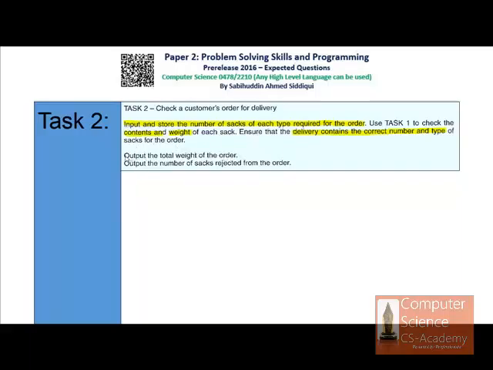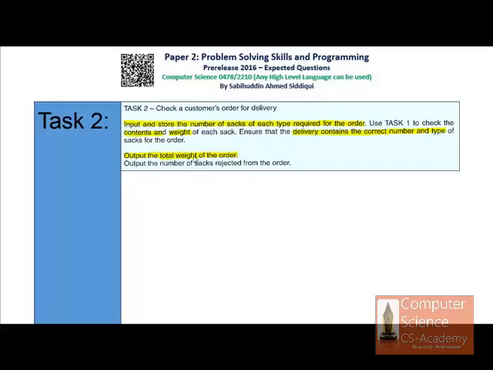Coming to the next line, output the total weight of the order. That means the total weight, what was the total number of bags. When you calculate, you will be multiplying the total number of each sack with the weight of, let's suppose, cement or gravel or sand. When you multiply, you will get the total weight. So here they are highlighting total weight, which means you have to calculate each weight separately.